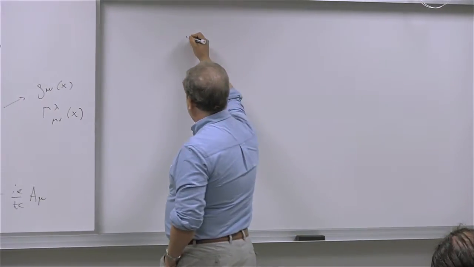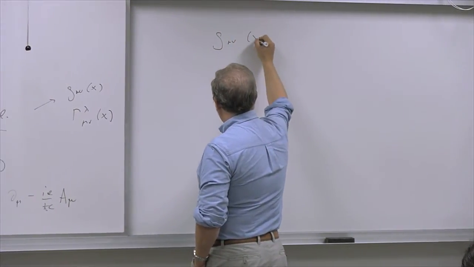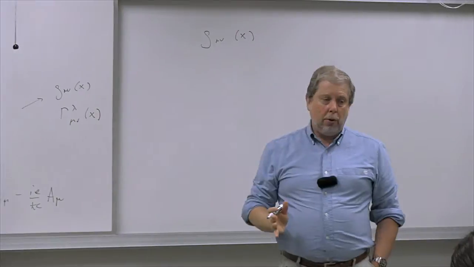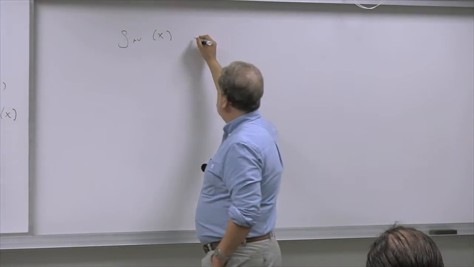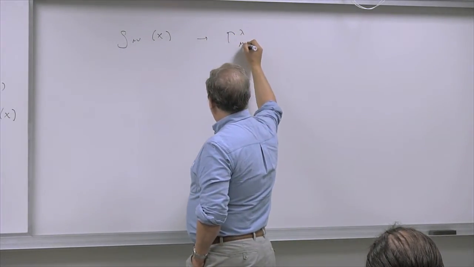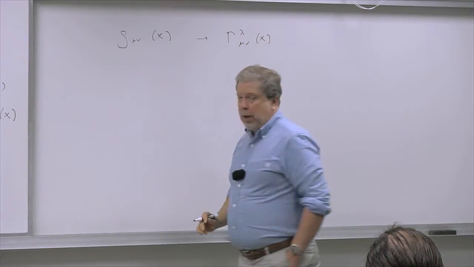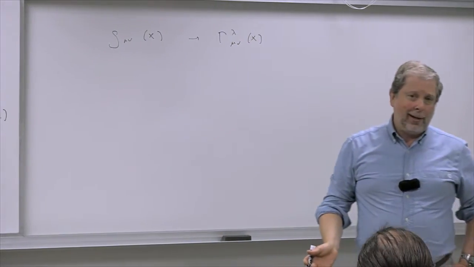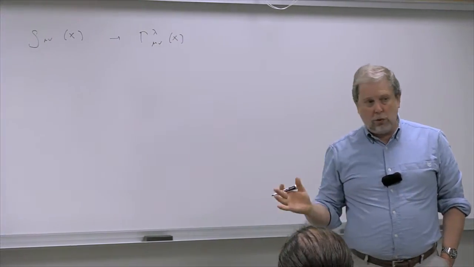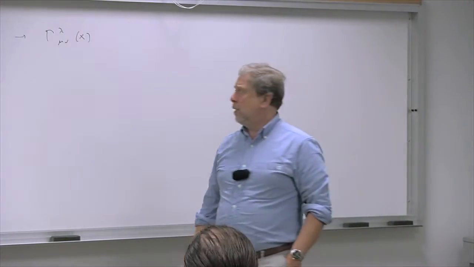We have understood that first of all there is this object g mu nu of x which seems to play an important role, right? And related to it is this gamma lambda mu nu of x which also seems to play an important role because it appears directly in the equation of free fall, which is one of the two fundamental equations of general relativity, right?